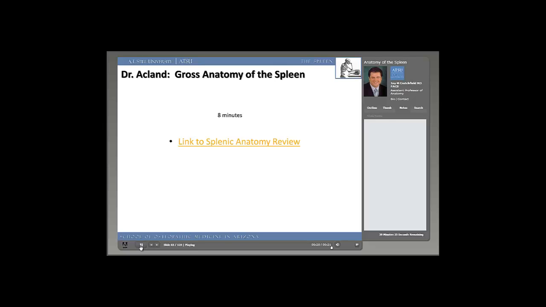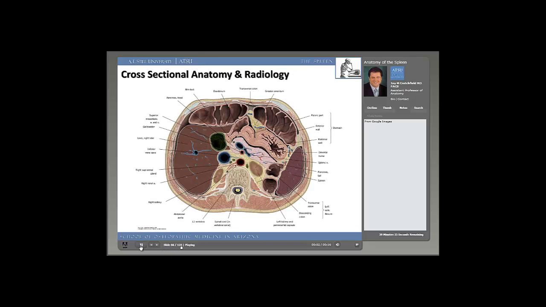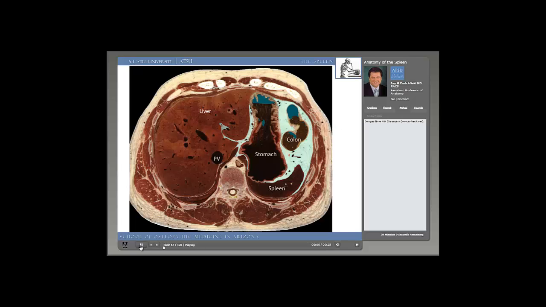Now that we've gone through the histology, embryology, and gross anatomy of the spleen, let's take a look at how you're actually going to see it as a clinician, and that is in cross-sections, on CT scans and MRIs, and also ultrasound. Orient yourself with this image. Here we can see the spleen, the stomach, the colon, the portal vein, and the liver. The fat surrounding the stomach, colon, and spleen has been highlighted with a purplish color.